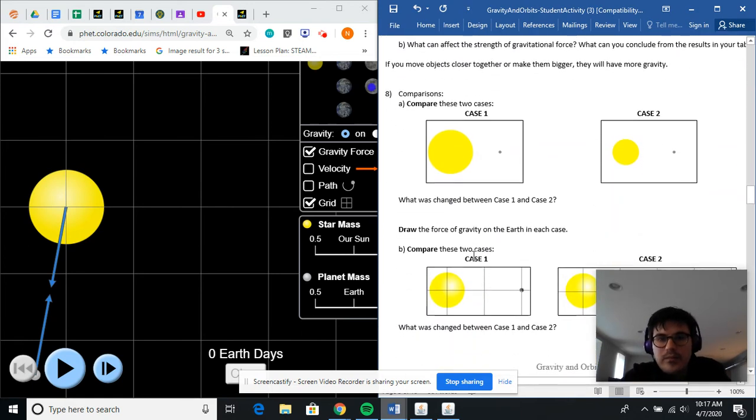Okay. So what was changed between 1 and 2? Which one of these would have more gravity? In case 1, the Sun, is it bigger or smaller? It's bigger. Which one of these would have more gravity, case 1 or case 2? Case 1 would have, what do you think? More gravity. If you said more gravity, you're right.